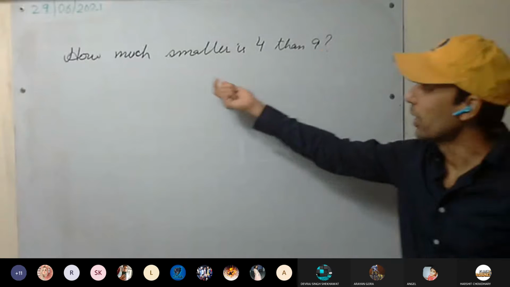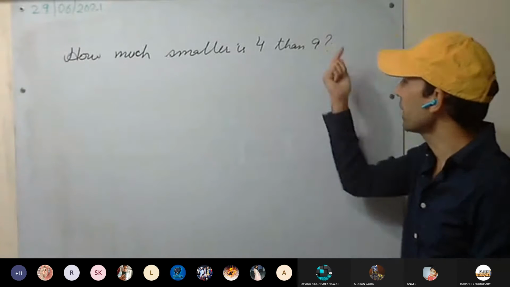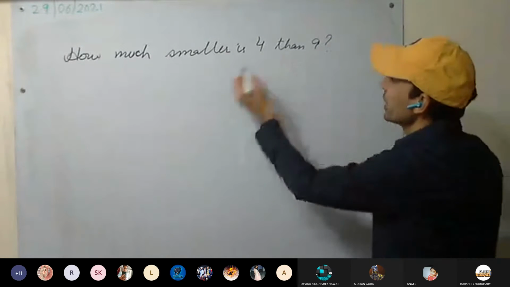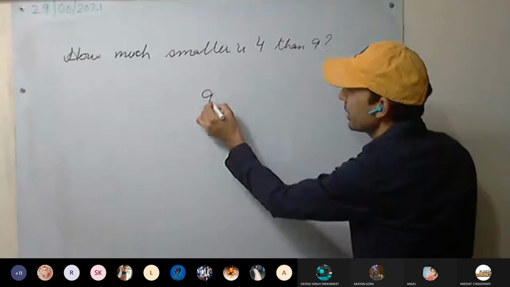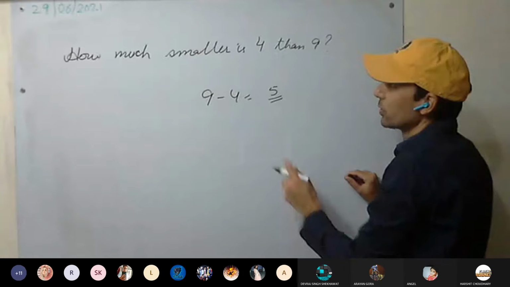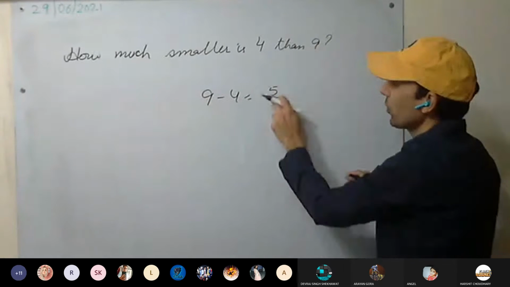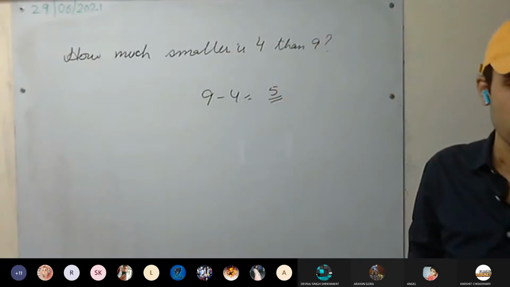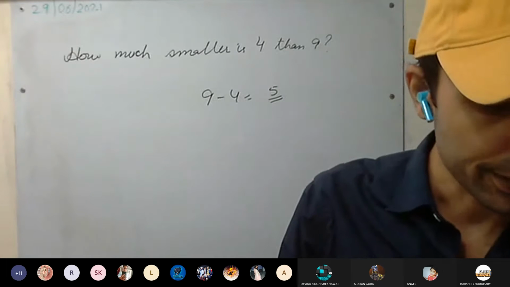The question is asking this one: how much smaller is 4 than 9? It is 9 minus 4, that is, you get 5. So this 4 is 5 smaller than 9. Okay, then do the question provided in the book.